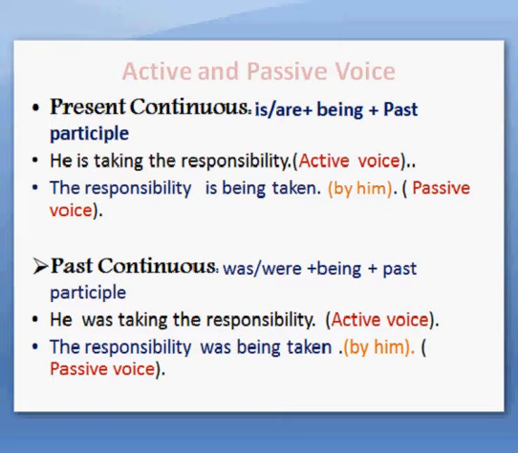In the present continuous tense, use is or are plus being plus past participle. For example, he is taking the responsibility. This is active voice. The responsibility is being taken by him. This is passive voice. And in the past continuous tense, use was or were plus being plus past participle.